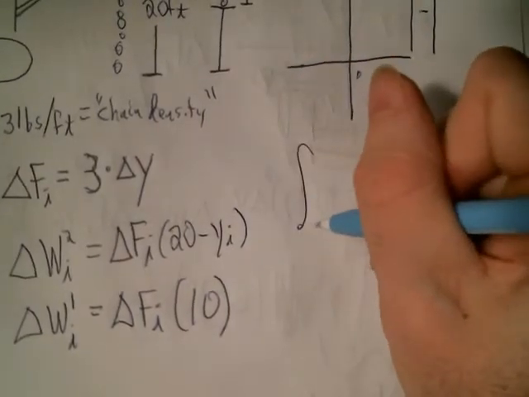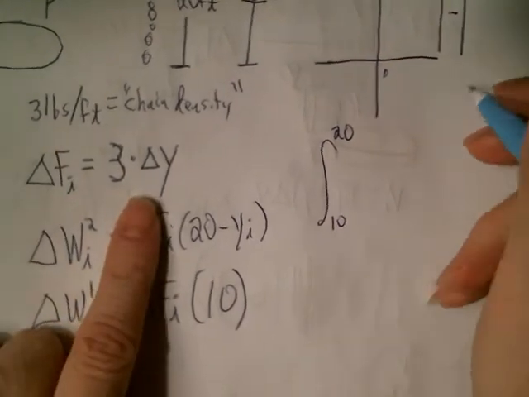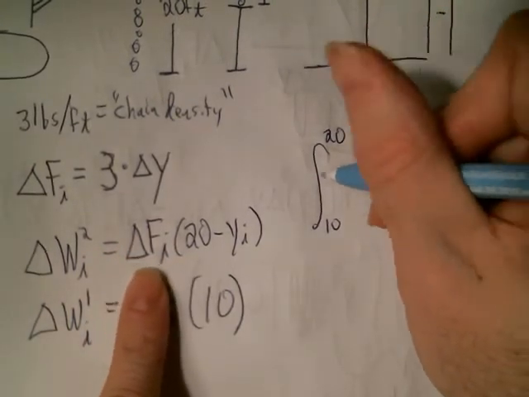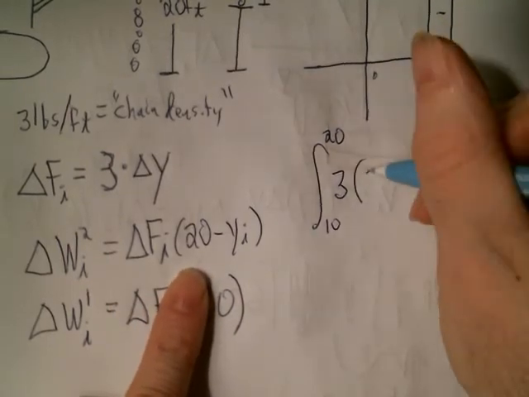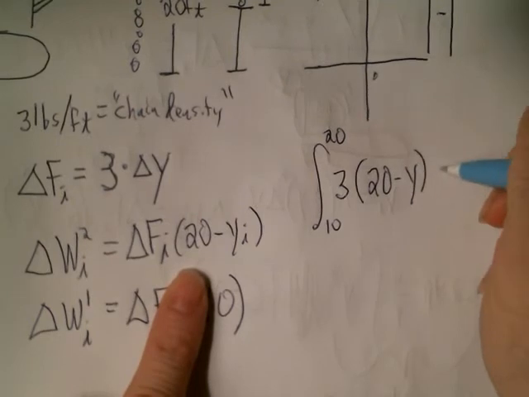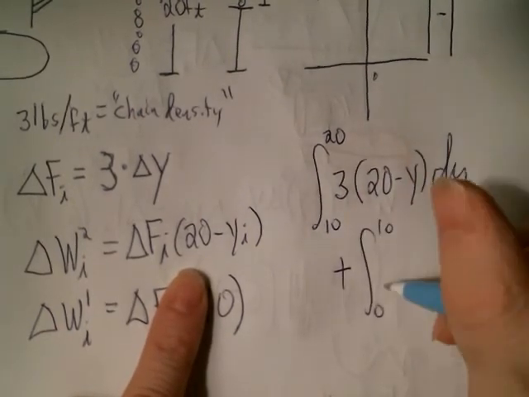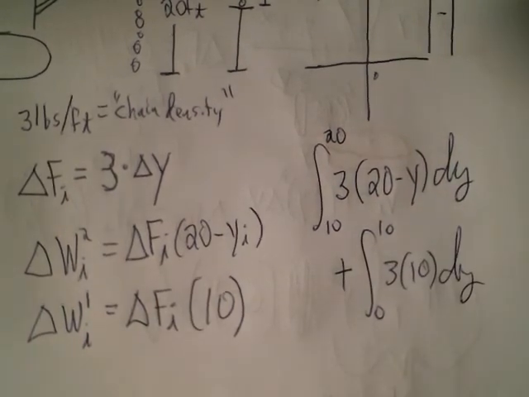I need an integral from 10 to 20, and in that case, it's going to be summing up this junk. Okay, so the force increment, we have 3 times dy, but we want to put the dy at the end. So it's 3 times (20 minus y) times dy, and then plus the integral from 0 to 10 of 3 times 10 dy. And then if you add up all that business, you get your work, your total work. Okay, let's leave it there.